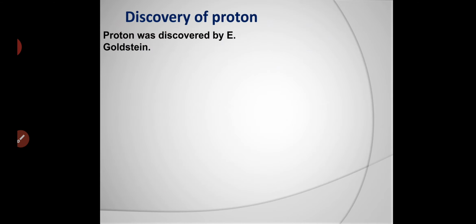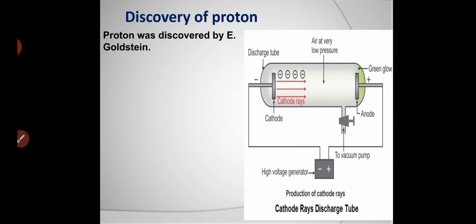Now next we are going to study the discovery of protons. So who discovered the protons? Scientist E. Goldstein. So how did he discover the proton? Goldstein was very curious to know how J.J. Thomson discovered the electrons, so he went back to study how he did it. He used all this arrangement.